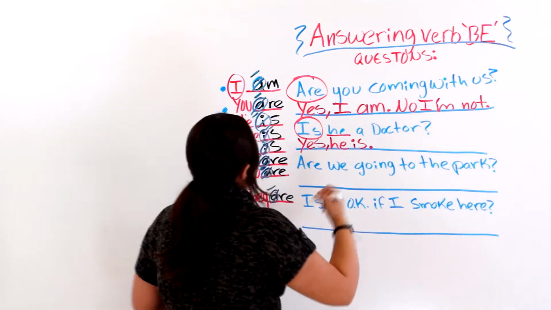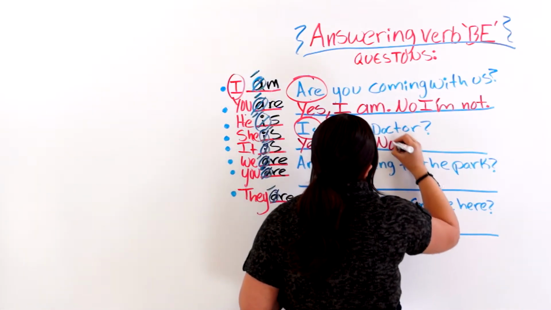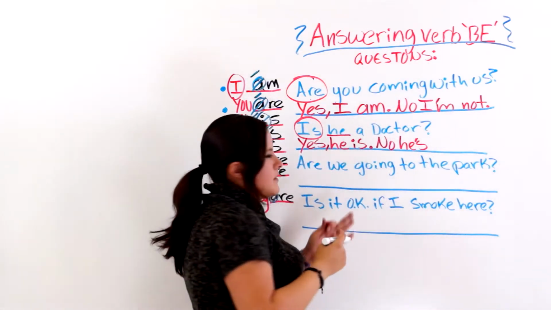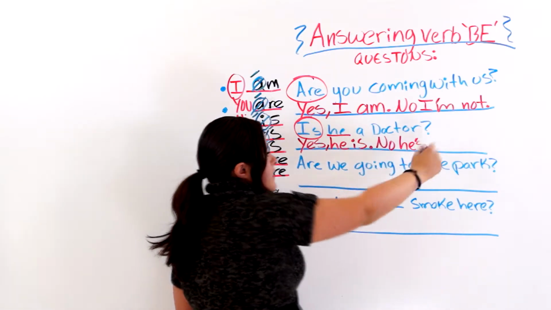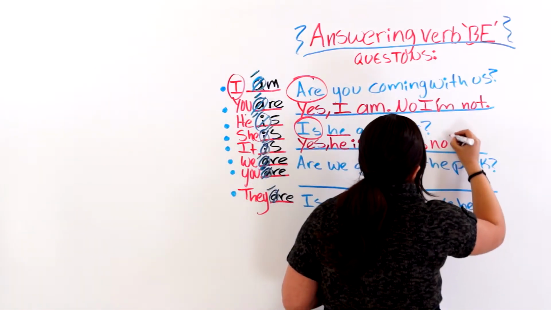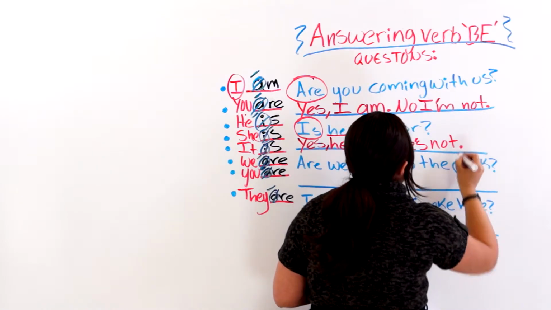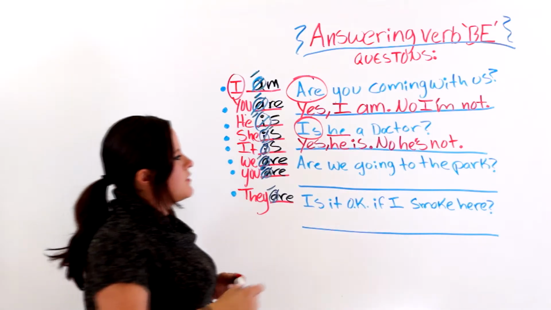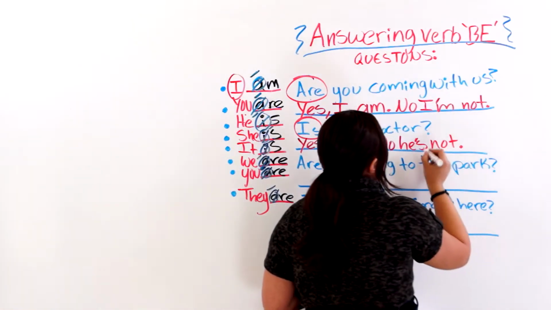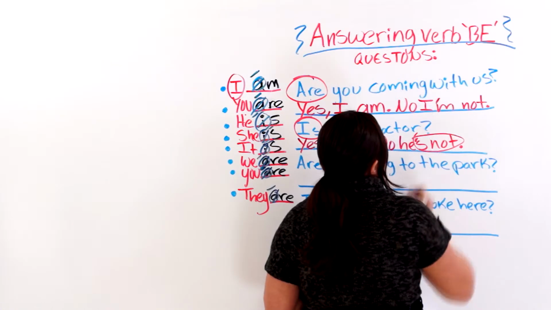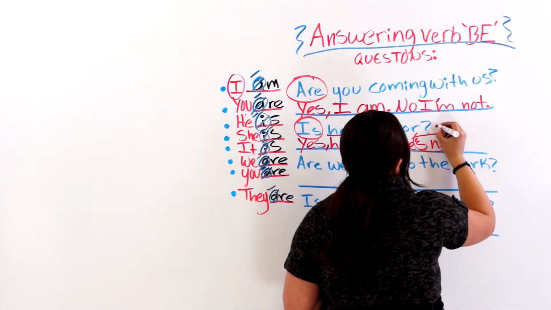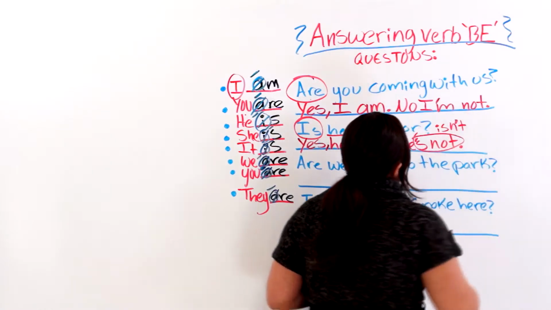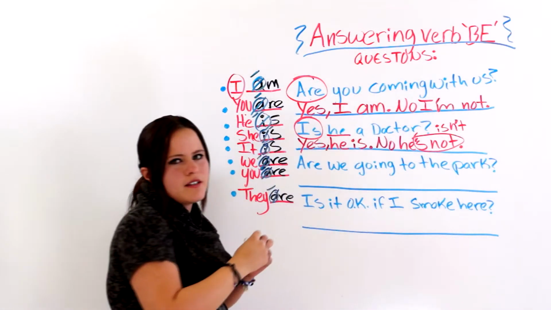Or, if it's a negative one, no, he's. Since we have something else to complement it, we can use a contraction, right? No, he's not. Or no, he isn't. Okay? That's another way to contract is not. You could say, no, he's not, or no, he what? You could put this or this. He is, he isn't, which means is not. Two words into one. That's how you contract it, okay?